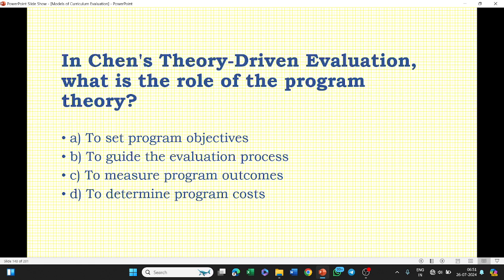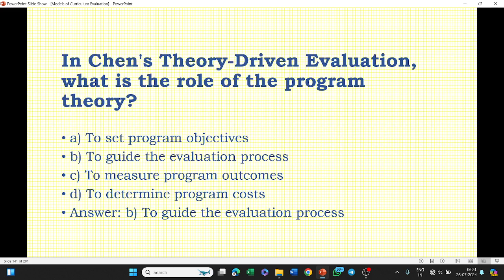In Chen's theory-driven evaluation, what is the role of the program theory? Options: To set program objectives, to guide the evaluation process, to measure program outcomes, to determine program costs. Answer of this question is option B, that is to guide the evaluation process.